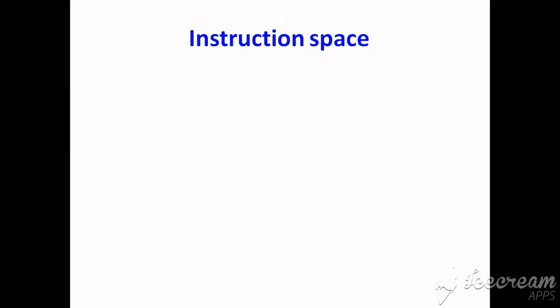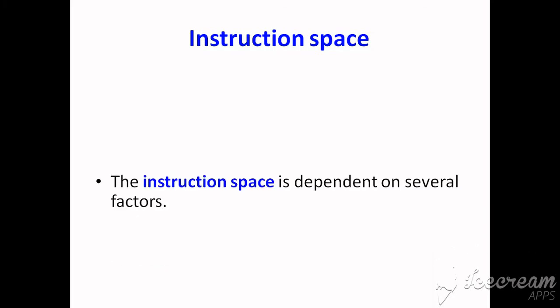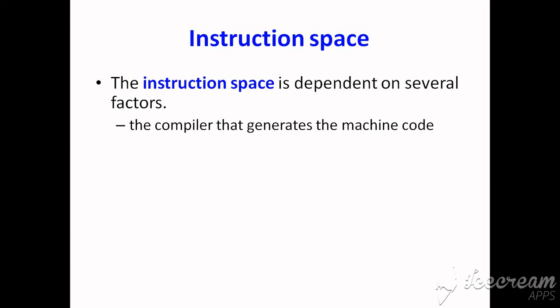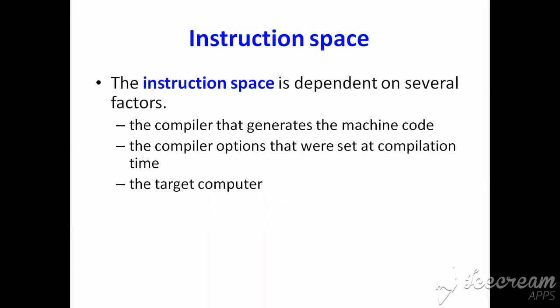We will discuss in detail, starting from the instruction space. The instruction space is dependent on several factors: the compiler that generates the machine code, the compiler options that were set at compilation time, and the target computer also.